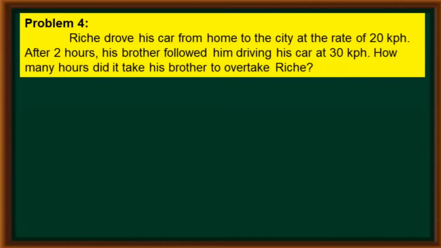Let's have our last problem. Richie drove his car from home to the city at a rate of 20 kilometers per hour. After 2 hours, his brother followed him driving his car at 30 kilometers per hour. How many hours did it take his brother to overtake Richie?